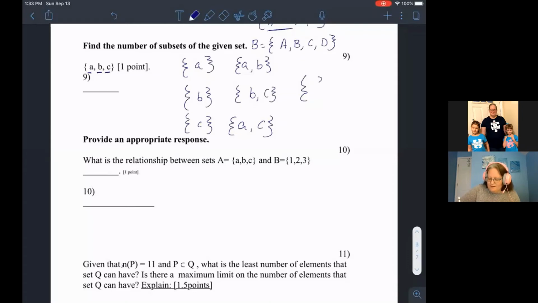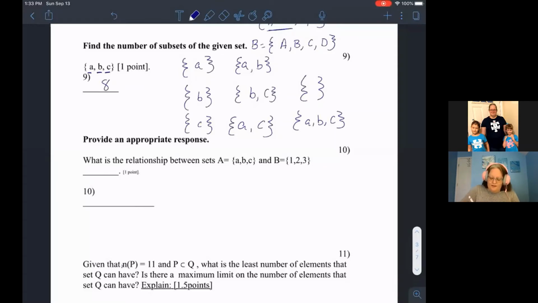Also, it could be that none of the elements would be in that subset. And then the last one would be all of them, A, B, and C. So the answer would be 1, 2, 3, 4, 5, 6, 7, 8, which is 8. There is a formula to give it to you a lot easier.